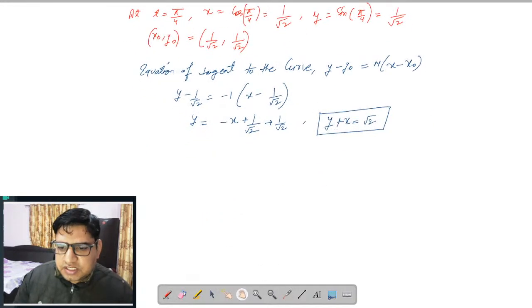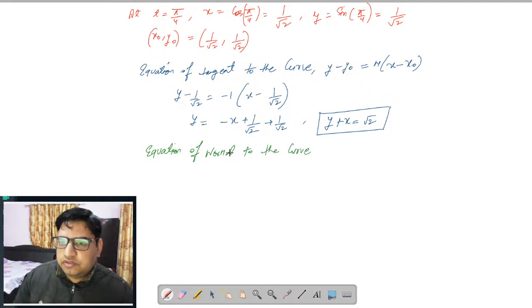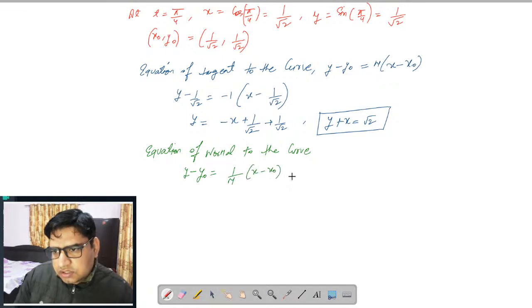Okay, now we'll find the equation of normal to the curve using the same technique. So the equation of normal to the curve is y minus y naught is equal to 1 upon m times x minus x naught.